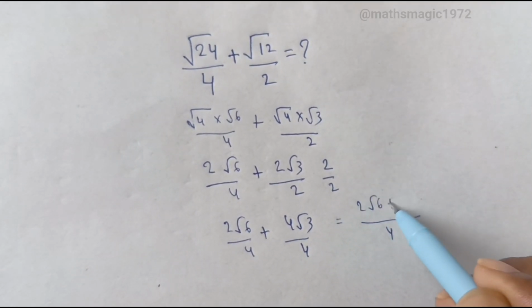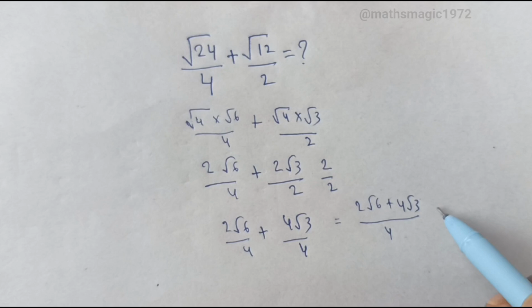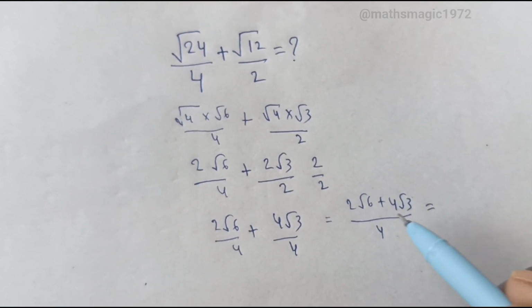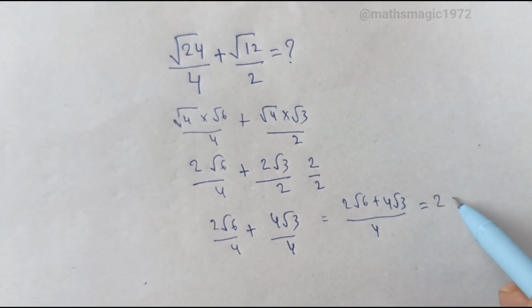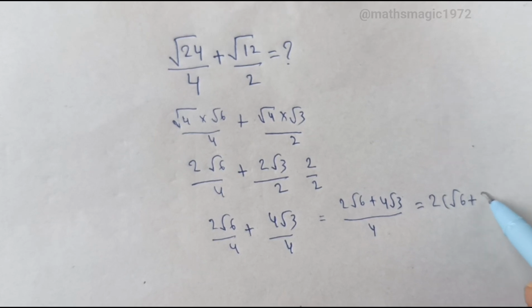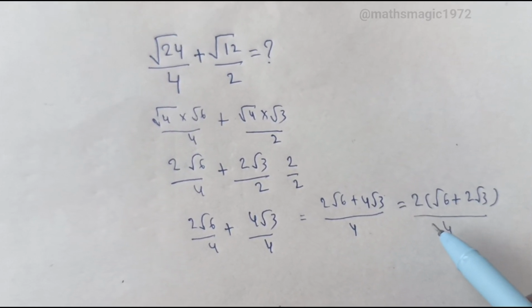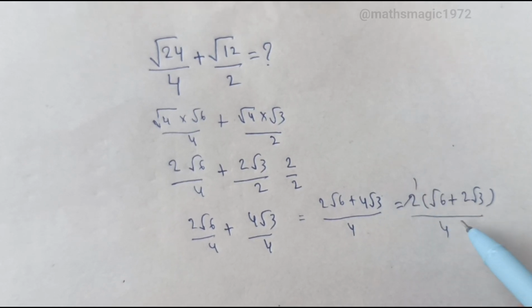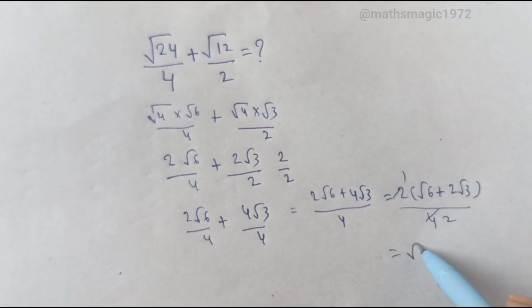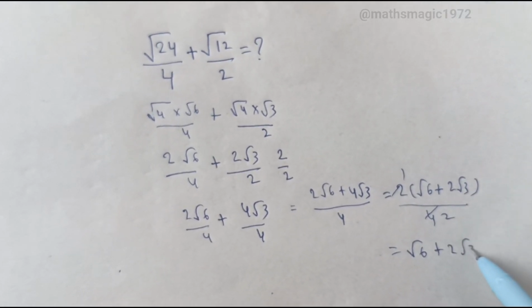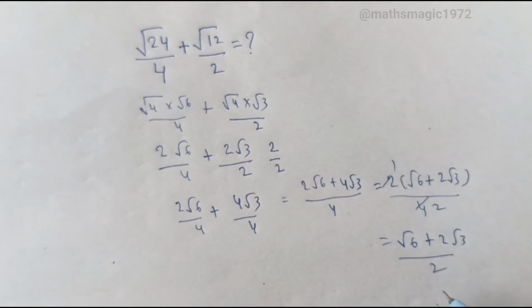2√6 plus 4√3 is equal to, take 2 as a common factor, √6 plus 2√3 over 4. 2 ones are 2, 2 twos are 4. Therefore, the answer is √6 plus 2√3 over 2 is our answer.